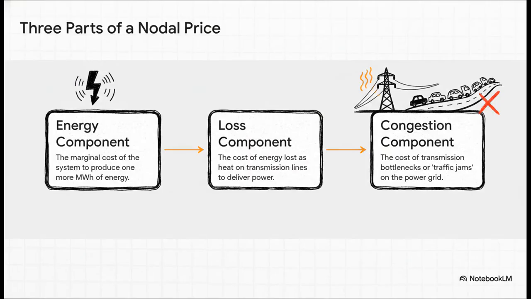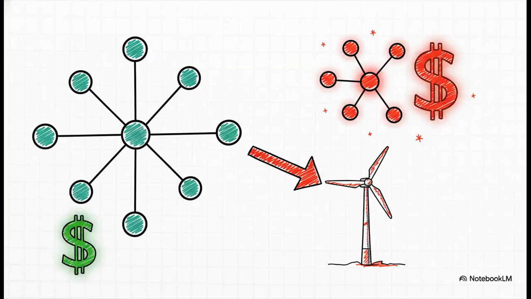So, what's actually baked into each of those thousands of prices? Well, every nodal price is made up of three key ingredients. First, you've got the base cost of energy itself. Second is the cost of the energy that gets lost as heat, just moving it down the power lines. And third, and this is the most important one, is the cost of congestion, the cost of those traffic jams on the grid. And honestly, this is a total game changer.